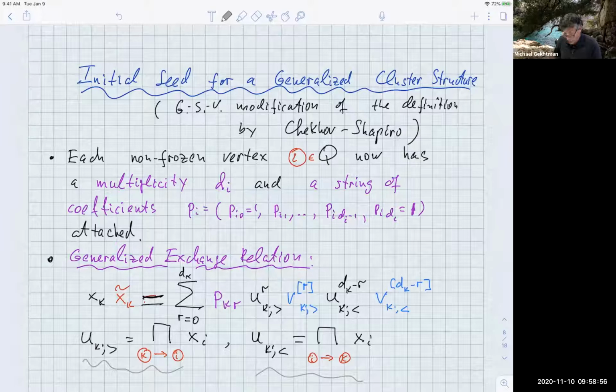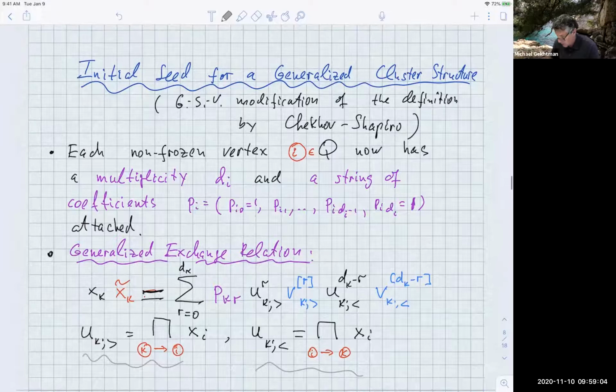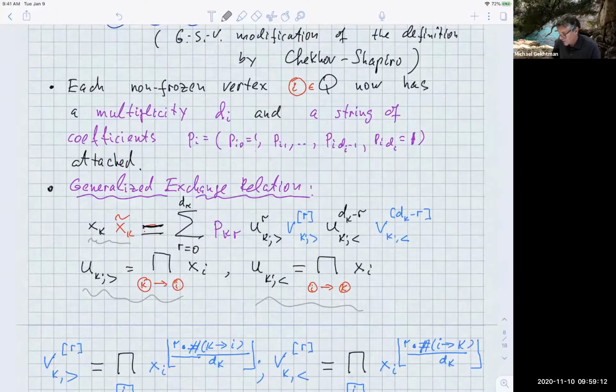So there is, as before, a cluster variable attached to every vertex, and I have to build a generalized exchange relation at any vertex. So the left-hand side always looks the same. It's old times new, but the right-hand side now changes. It becomes longer, right? So the length of this relation is d_k plus 1, the corresponding multiplicity plus 1. It involves its coefficients. And then it is a little bit more complicated in terms of the monomials that are involved in the relation.